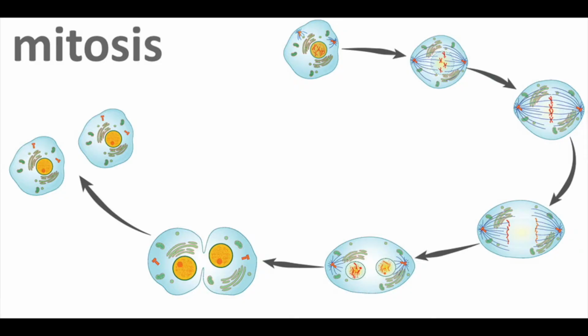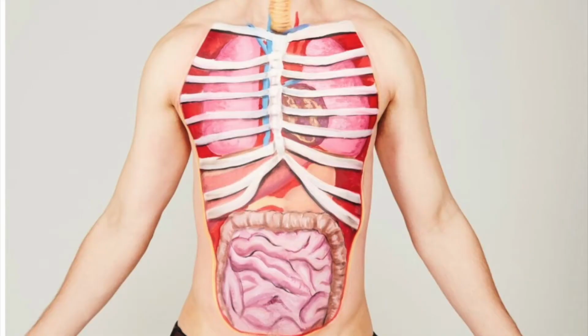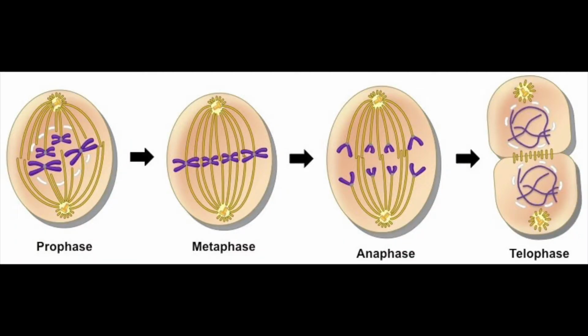Mitosis is what all somatic cells do. Somatic cells, of course, are the cells that make you. We've got organs, blood, connective tissue, and those cells, of course, have to renew. Mitosis includes 4 main stages: prophase, metaphase, anaphase, and telophase.